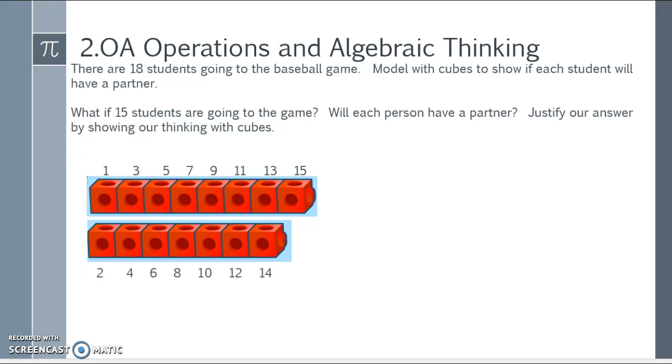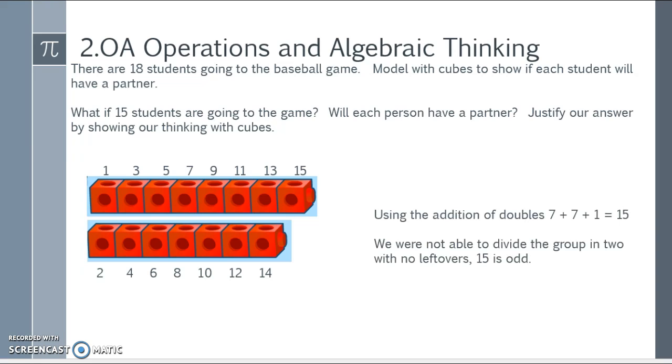However, my 15th cube doesn't have a partner. So using the addition of doubles, 7 plus 7, I get 14, plus one more gives me 15. We are not able to divide the group in two with no leftovers, so 15 is odd. The generic or general equation, n plus n plus 1, is odd.